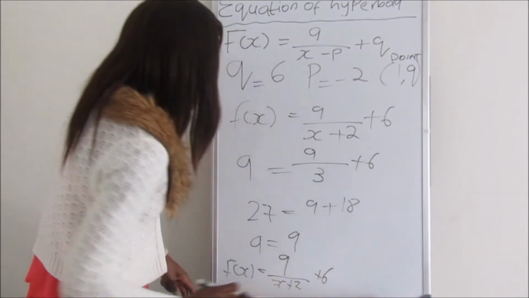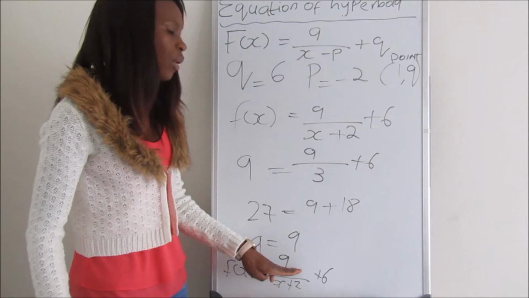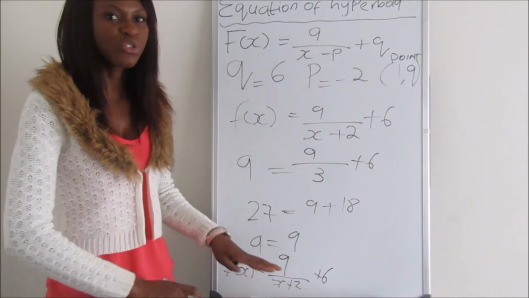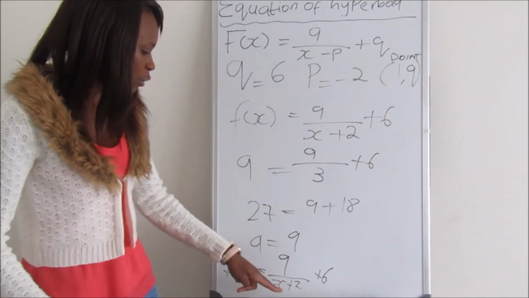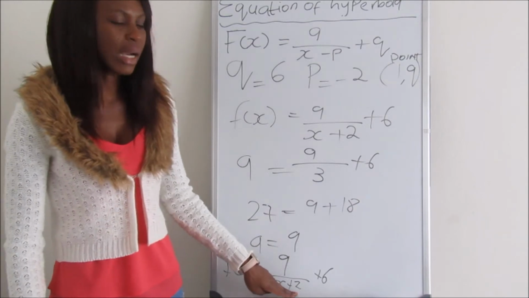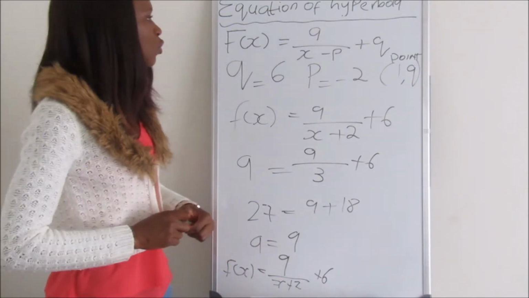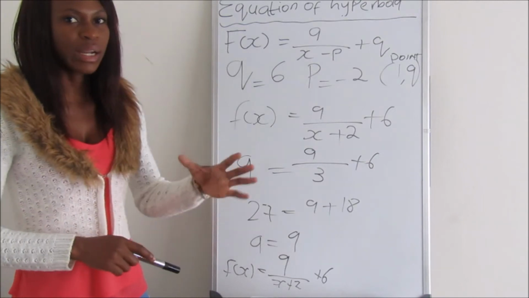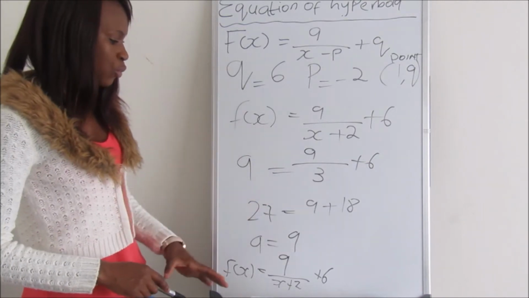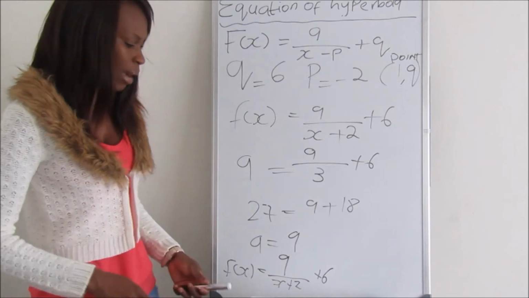This is our complete equation of a hyperbola, because we now have the constant which determines in which quadrant the graph will lie, and we now have our vertical asymptote and our horizontal asymptote. Then that's it. When you are given two asymptotes and another point on the graph, this is how you determine the equation of a hyperbola.